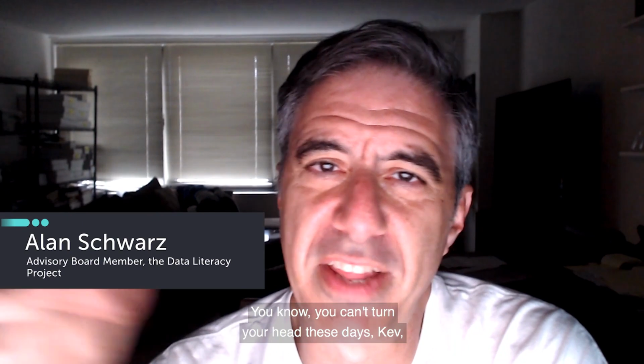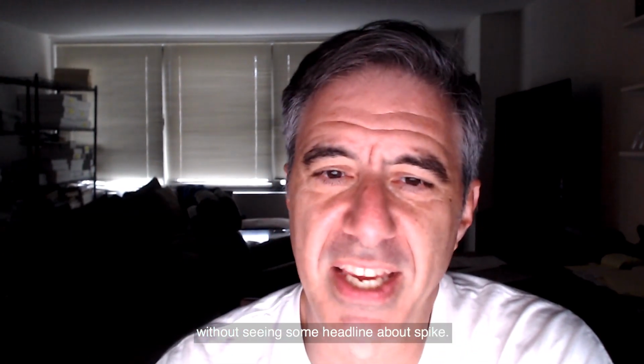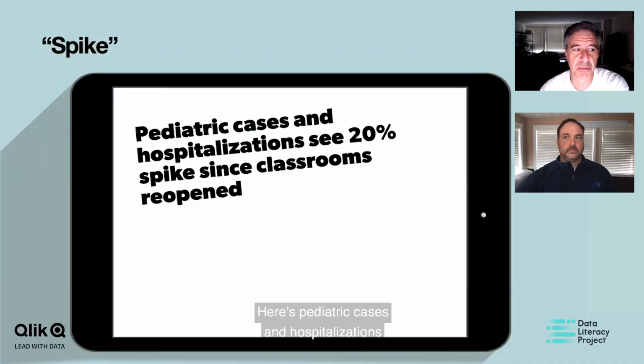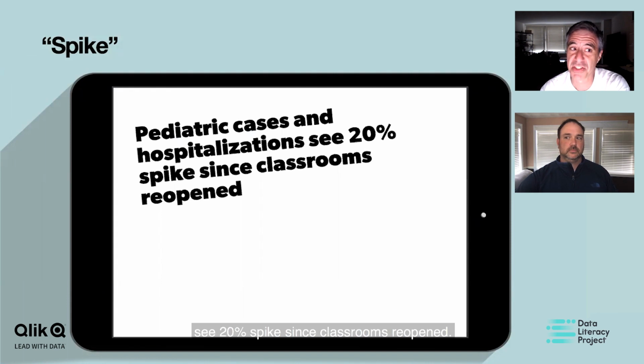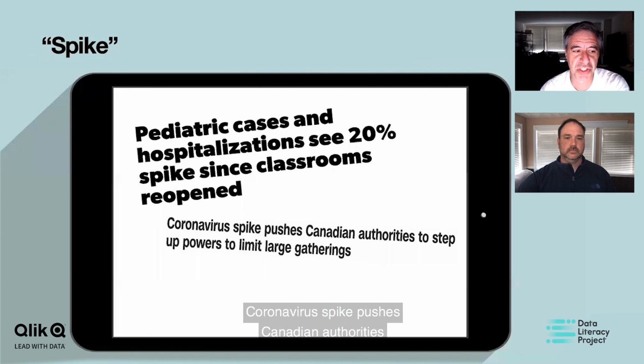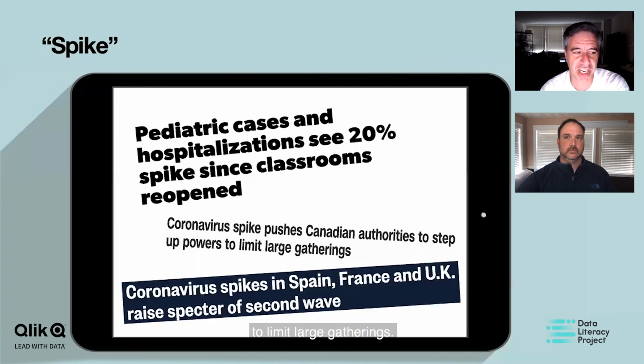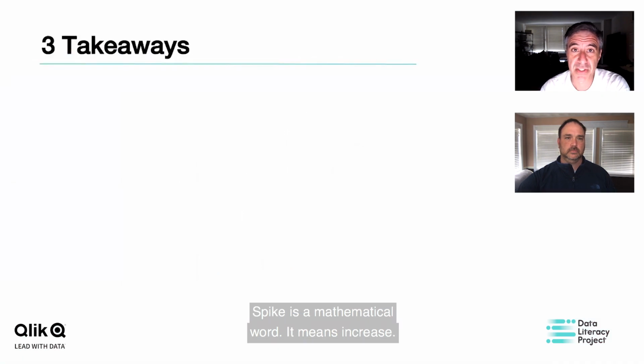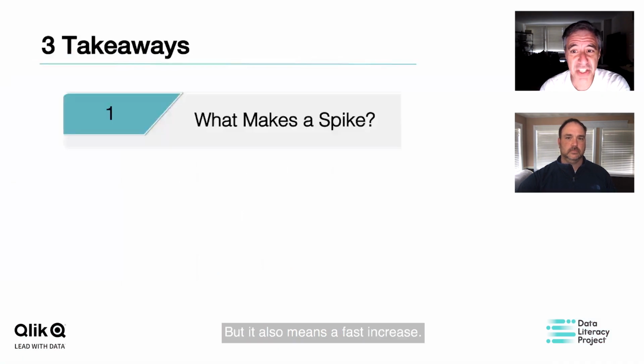Thanks. You can't turn your head these days, Kev, without seeing some headline about spike. Here's "Pediatric cases and hospitalizations see 20% spike since classrooms reopened." "Coronavirus spike pushes Canadian authorities to limit large gatherings," and "Coronavirus spikes in Spain, France, and UK raise specter of second wave." Spike is a mathematical word. It means increase, but it also means a fast increase.